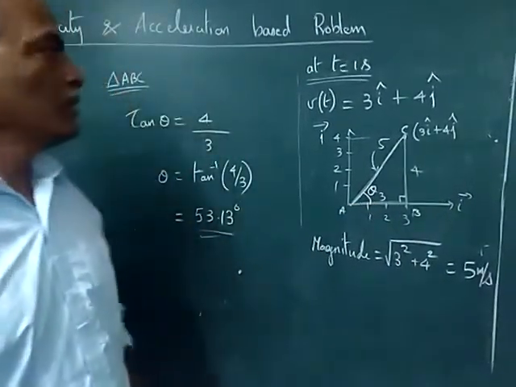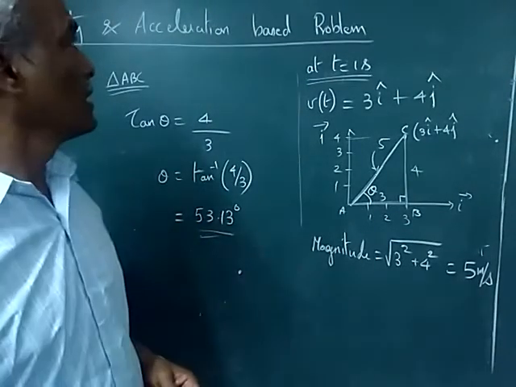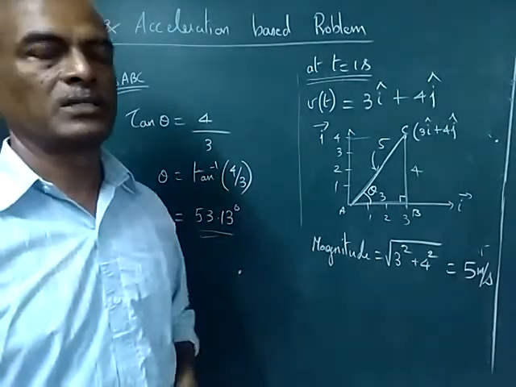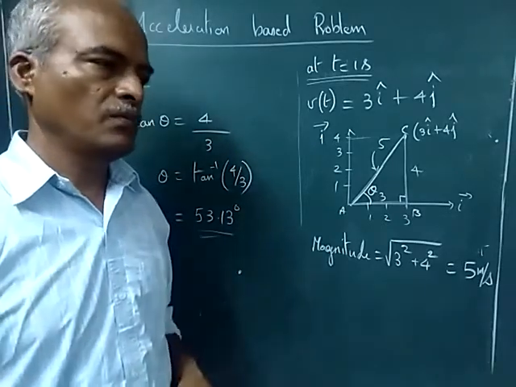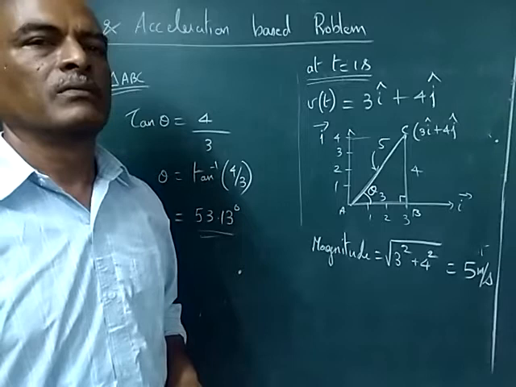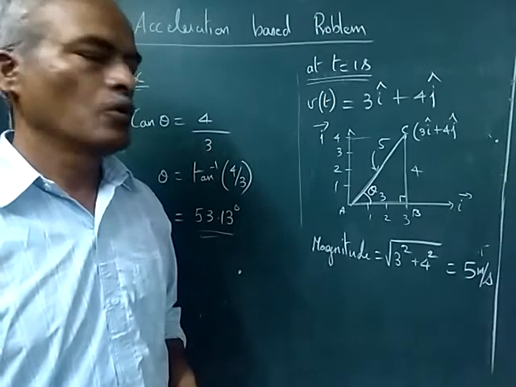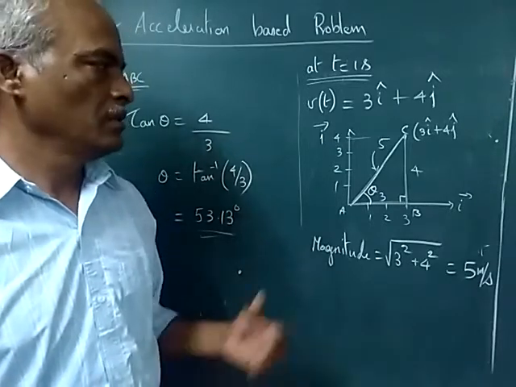So that's all about basic understanding of velocity and acceleration. I have given one example and shown how to find out the value for velocity and acceleration. Hope you have understood this problem.